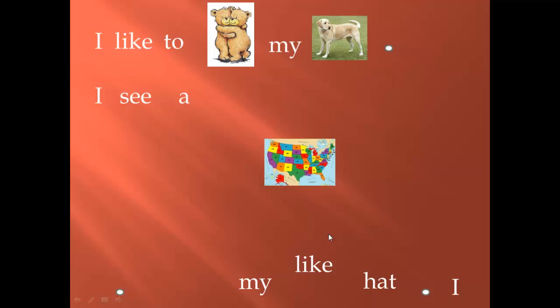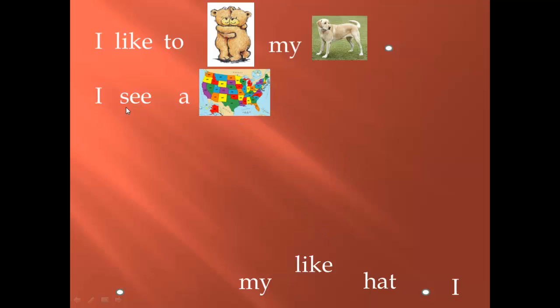Very good. We'll pull that map up here. So I see a map. We need a punctuation mark to put in there. So I see a map is our sentence. Now, our next sentence, we are not going to use any pictures.